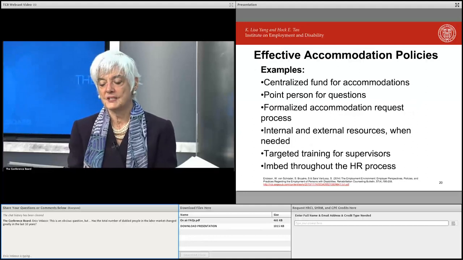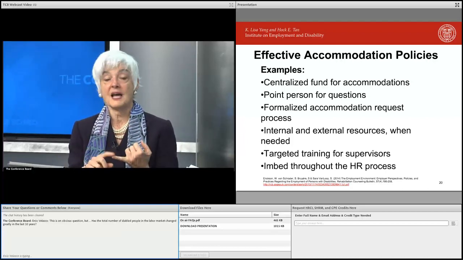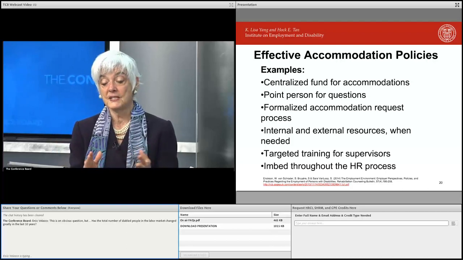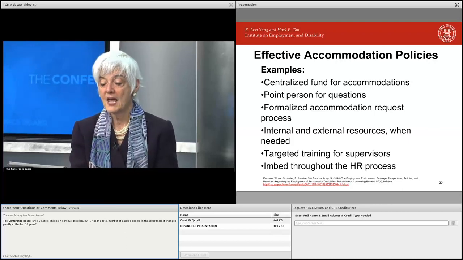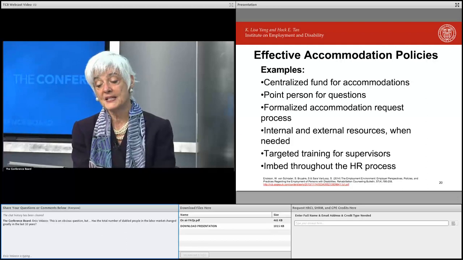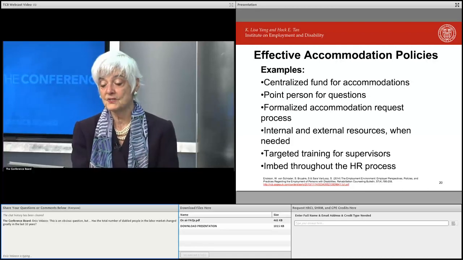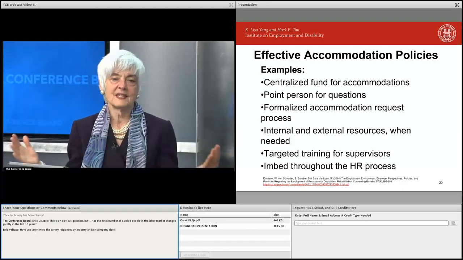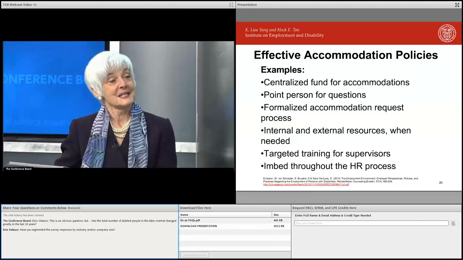We also asked about accommodations, and I'll just mention these as good examples of what facilitates hiring and retention. A centralized fund for accommodations, so individual units within companies aren't concerned about having to pay for accommodations. Having a point person for accommodation questions, formalizing the accommodation process in some way, having internal resources you can use, like your health and safety or ergonomics team, but also knowing where the community resources are when you need them. And having targeted training for supervisors, as well as goals for supervisors that are consistent with your affirmative hiring and retention goals for the company, and embedding these kinds of good practices throughout the HR process. So that's it on that one.